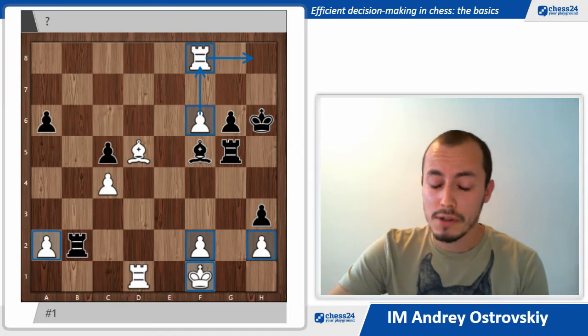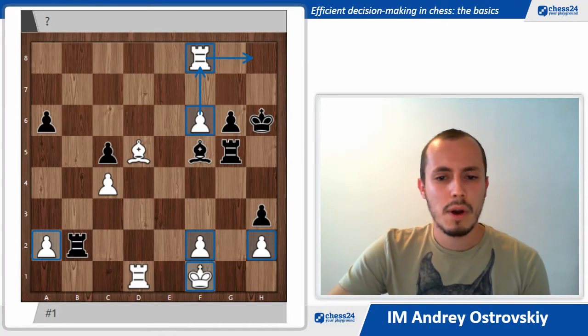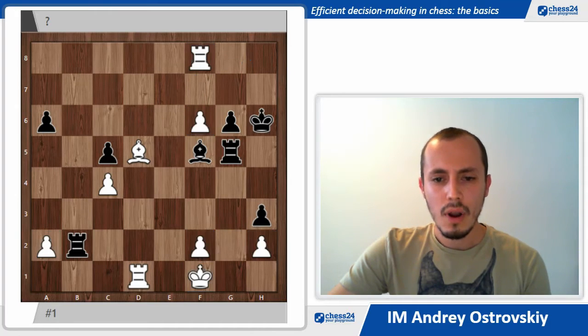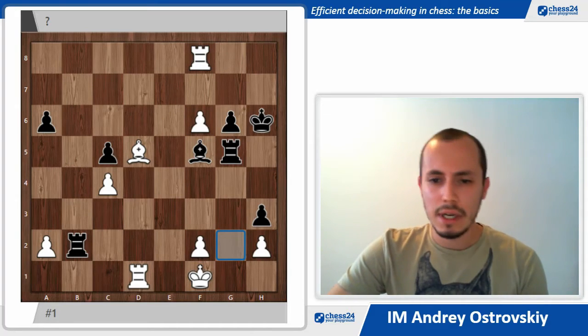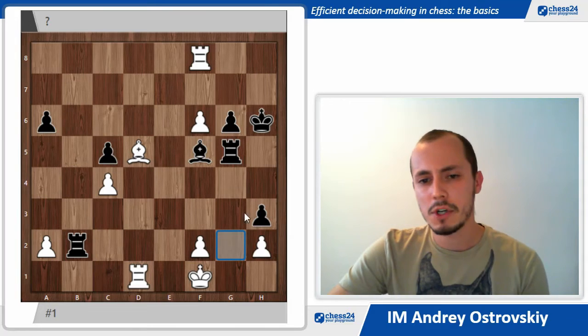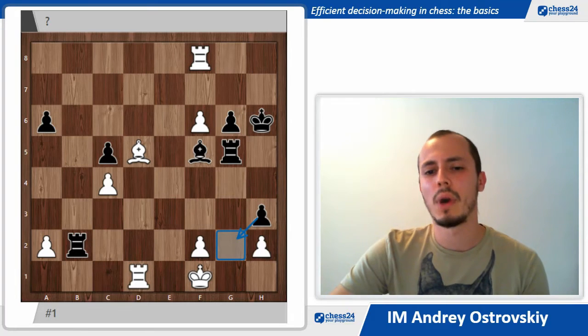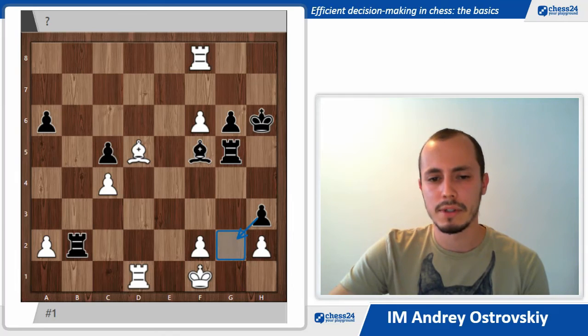As for squares, vulnerable squares in white's position are those that are not protected well. For example, we can see the g2 square. It is protected only by the bishop, but at the same time it is controlled by the pawn. It is a potentially vulnerable point in white's position, and maybe black can exploit this vulnerability.